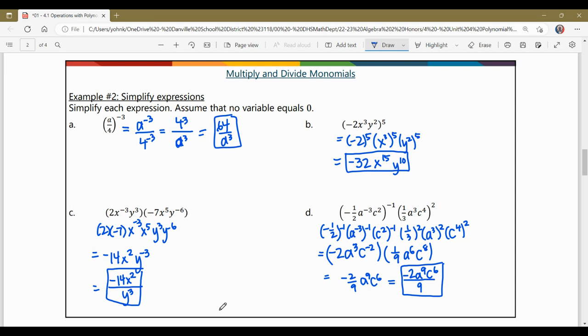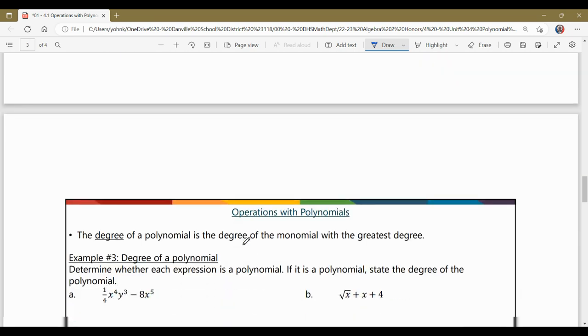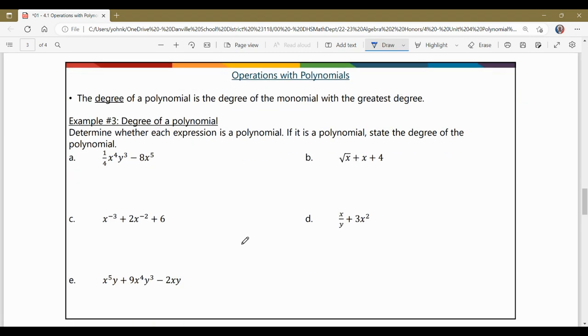Okay, so that's how we multiply and divide monomials. Let's talk about other operations with things called polynomials. So the degree of a polynomial is the degree of the monomial with the greatest degree. So kids, a polynomial is just a bunch of monomials added and subtracted together. So if you want to find the degree of the entire thing, you find the degree of each of the little things, and then you find the biggest.